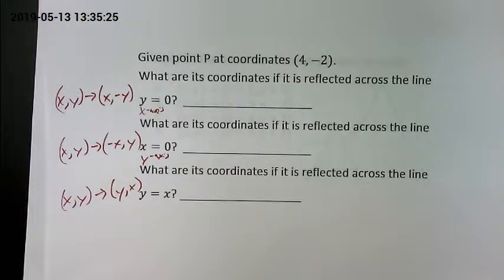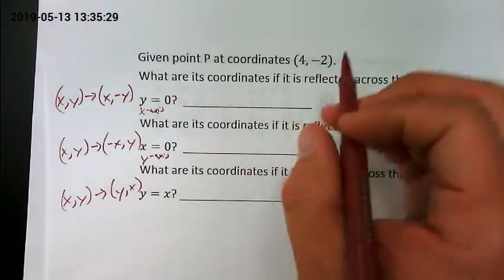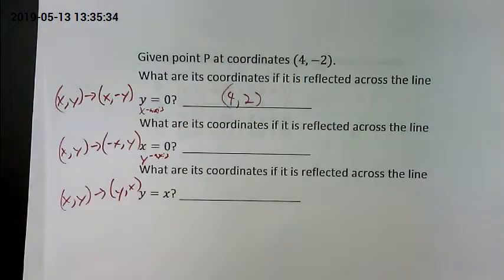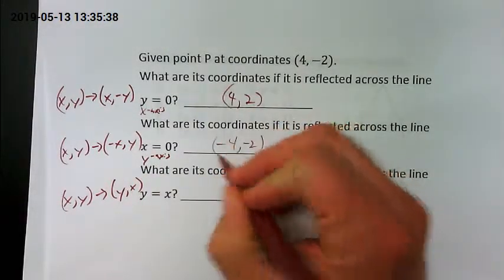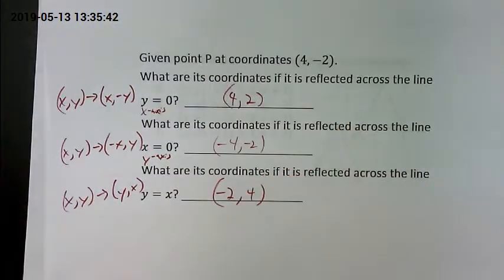So what would be the answer? We're going to do answers now. On this first one, we're changing the y value, so it'd be 4, positive 2. On this one, we're changing the x value, so negative 4, negative 2. On this one, we're switching them, so negative 2, positive 4. Now again, if you need to, draw it. Remember, a lot of these things seem easier if you draw a picture and do it on your paper.